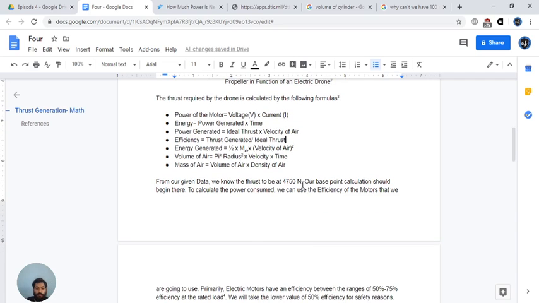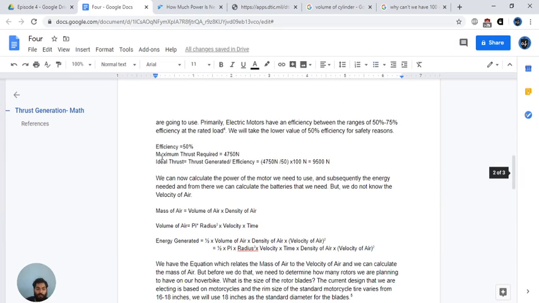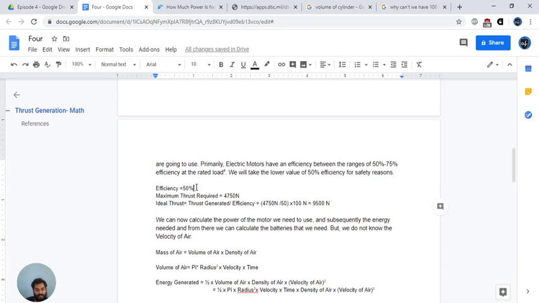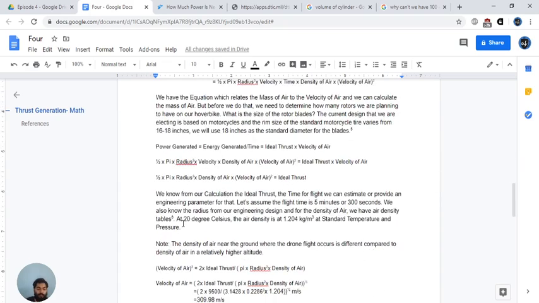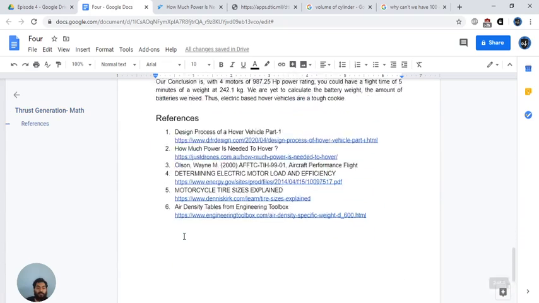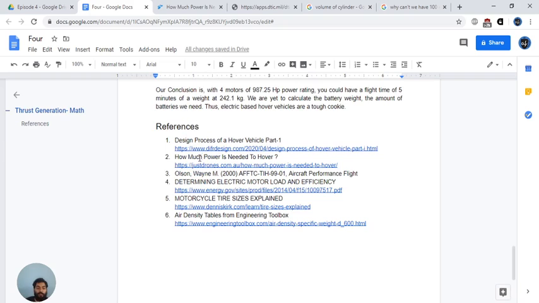From that, what we know is 4750. Rearranging this equation, we get thrust generated over efficiency equals ideal thrust. This is the one we use to calculate everything else, right? So where did I get the efficiency of 50%? I used previous research to do that.